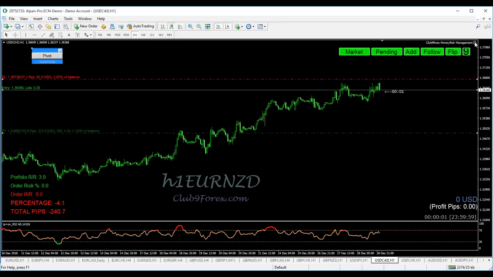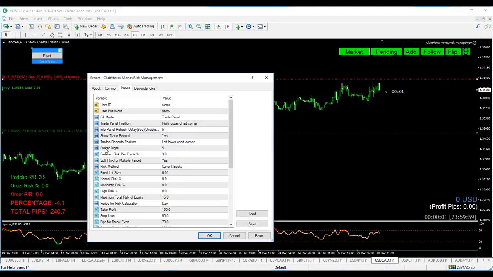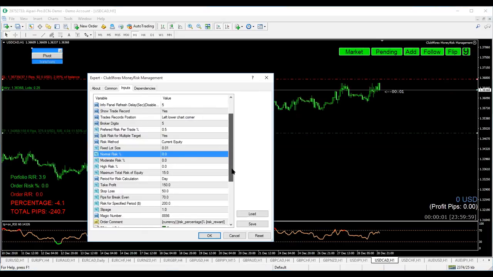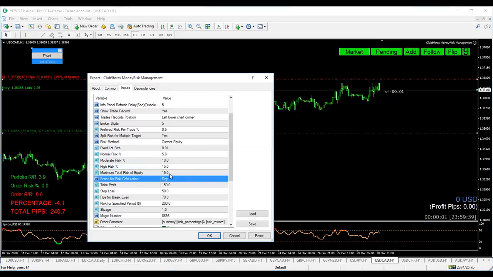If you go to the settings, you will see what I put there. What I put here is preferred risk per trade, 3%. So for you right now that you are just beginning to trade, you can change this one to 0.5. That means you just want to risk 0.5% of your account. Then right here, you can see that when my risk level is 5%, that's my normal risk. If it is 10%, then that is the moderate risk. But if it is greater than 15%, then that is the high risk. And the maximum total risk of equity is 15%.